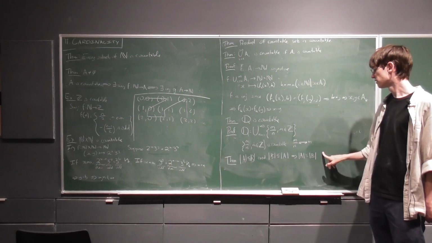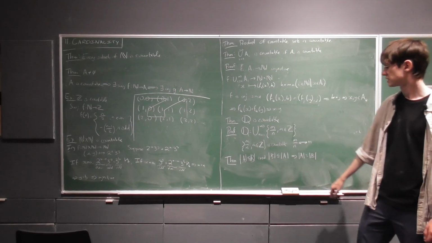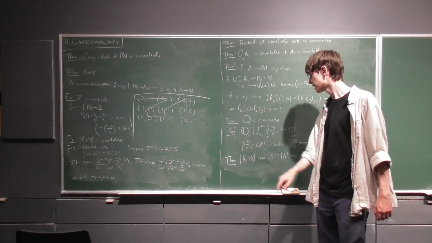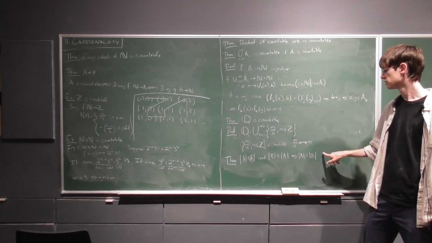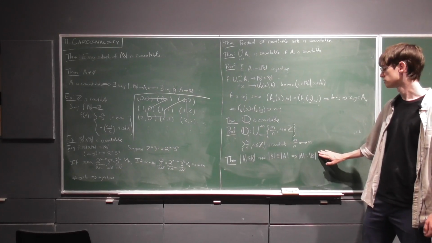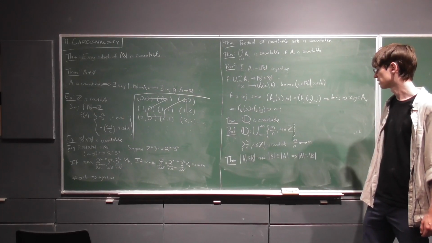And then finally, a theorem to say that if the cardinality of A is less than or equal to that of B and the cardinality of B is less than or equal to that of A, well then their cardinalities must be equal, which should make a lot of intuitive sense.